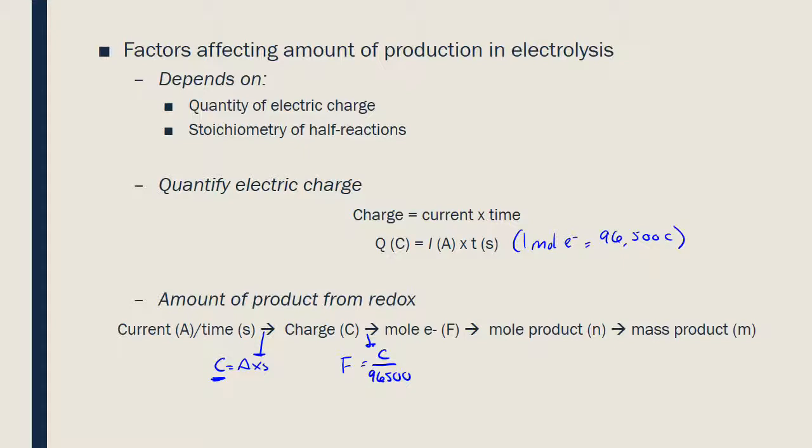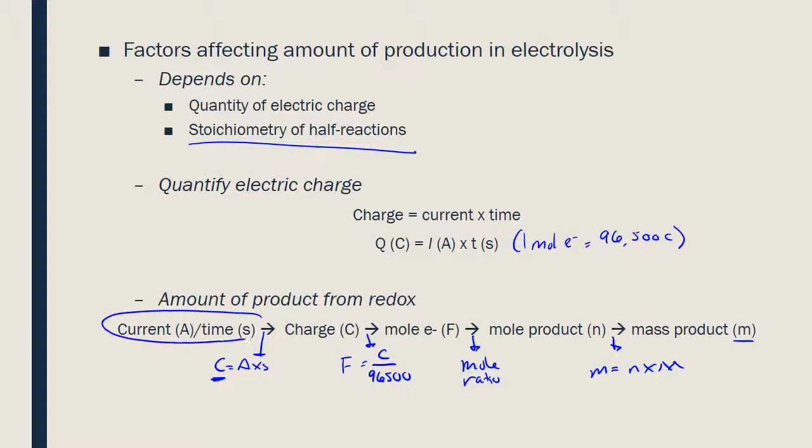And so that's looking at Faraday's. Once we know how many moles of electrons are present, we can go into the mole ratio of our stoichiometric equation. So there's that stoichiometry. That is going to give us how many moles of product, or whatever it is we're looking for. And once we know the moles of product, we can then find the mass of the product. So mass equals moles times molar mass. And that's going to give you how much product we expect to earn. So we have our quantity of charge to begin with, and we have our stoichiometry. With those two bits of information, we can predict the amount of product we're going to make.